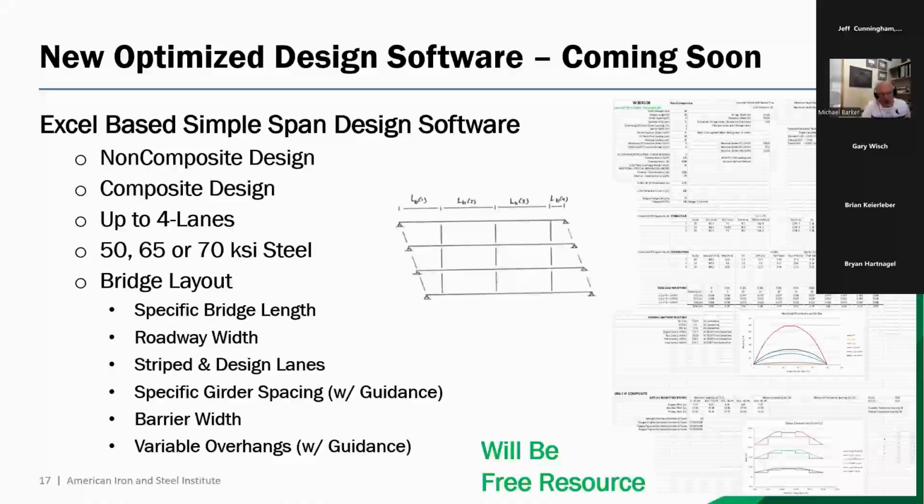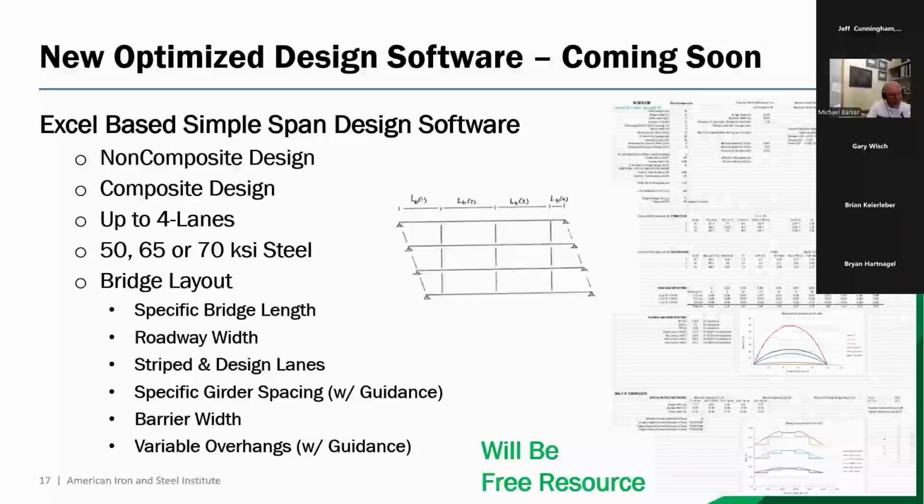But given that success, because thousands of people have used the E-span 140, we decided that we could even do better than that. We could come up with an Excel-based simple span design software that does not just composite bridges and not just fixed girder spacings and fixed overhangs and things like that, to where it is truly variable to where we can get an optimized design. And so this has been developed, and I'll have a little summary page at the end, but it will do non-composite design and composite design.